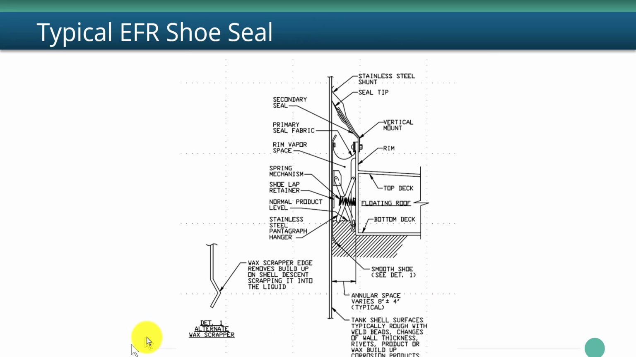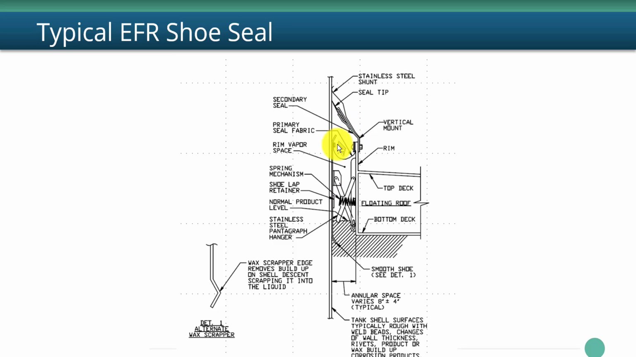A more common seal, especially for external floating roof tanks where you have a lot of buoyancy and support by the steel roof, is a shoe seal. This strip of metal, it's kind of shown here going down to here, is the shoe. It's pushed outward by this spring mechanism against the shell. Its purpose is to center the roof, provide some radial force to center the roof, and also to reduce any liquid and vapors from getting through it.